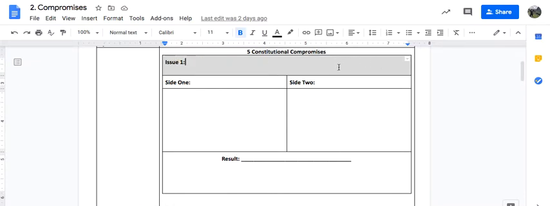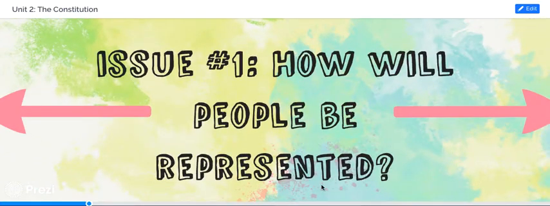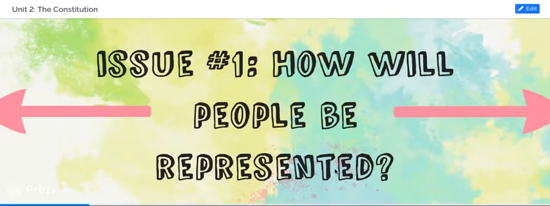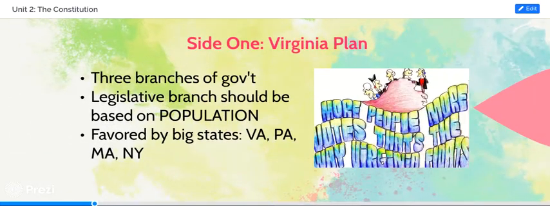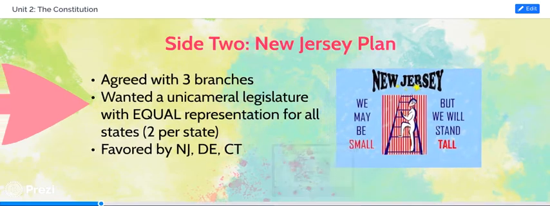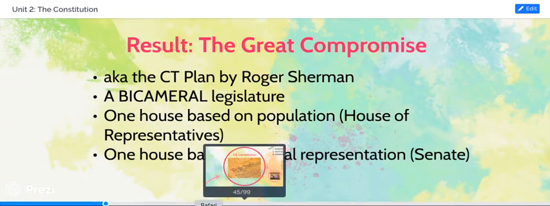So the gray box is where your issue goes. In our Prezi, we're going to go to the left, to the right, and then down here to the middle. So I'll just click through real quick and let you see what it looks like. Issue number 1 is going to go over here in the issue box. Then to the left is going to be side 1. We write Virginia plan, put these bullets in the box. To the right, side 2, New Jersey plan, put the bullets in the box. And then the result. Everybody on board?